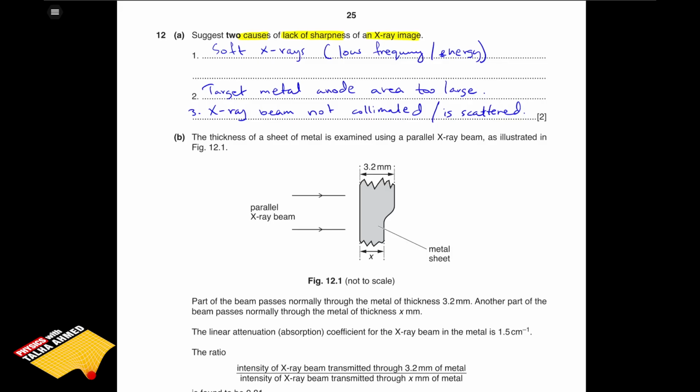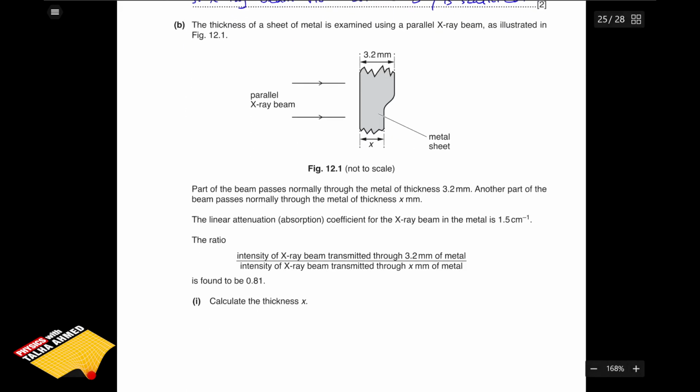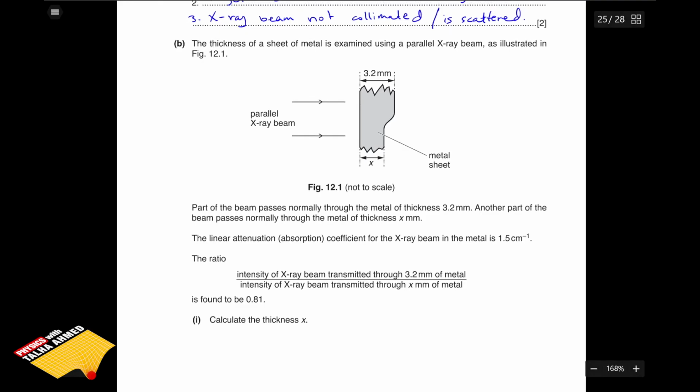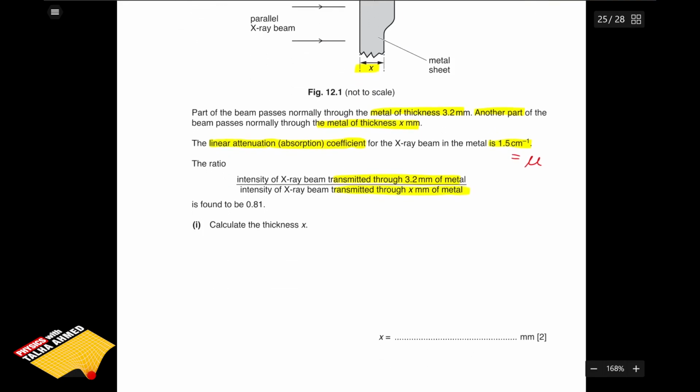Part B shows you a cross sectional area of a metal, and parallel X-ray beams are passing through this sheet of metal. Now, this metal sheet happens to have two different thicknesses. The top part has a thickness of 3.2 mm, but the bottom part thickness is not given, it's just written x there. Now, the linear attenuation coefficient for the X-ray beam in that metal is 1.5 per centimeter. It's important to remember that this is given in per centimeter, but the thicknesses are given in millimeters.